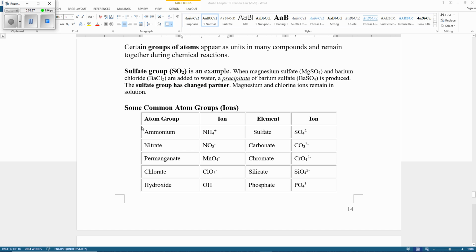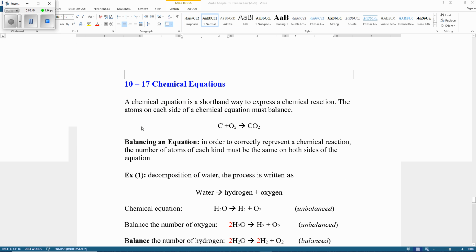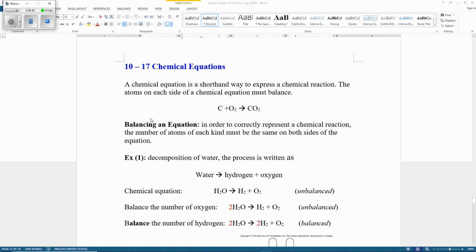We're not going to study 15. So now go 17. We're going to study a very basic concept of chemical equations.